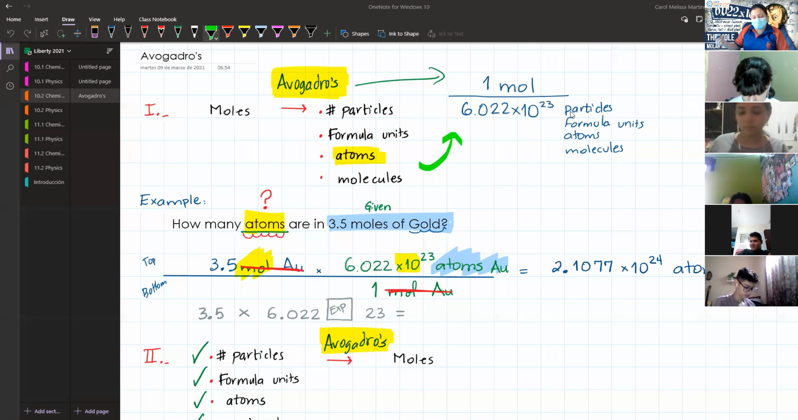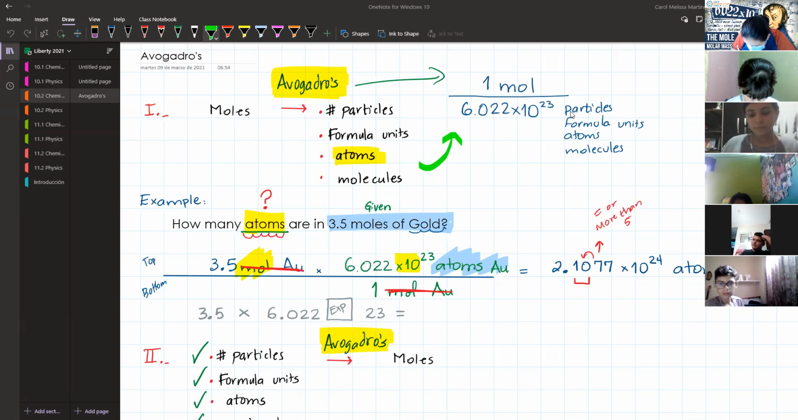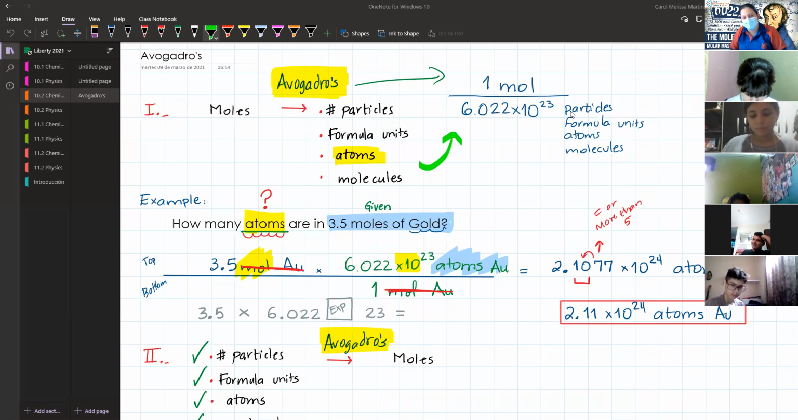But I told you, we need to round. So 2 digits after the decimal point, it's going to be 10. But because the next number is equal or more than 5, this one is going to lend 1 to the 0, and it's going to become 2.11 times 10 to the 24th power gold atoms, okay? Both answers are correct, but if you can simplify your answer by rounding it, it will be better.